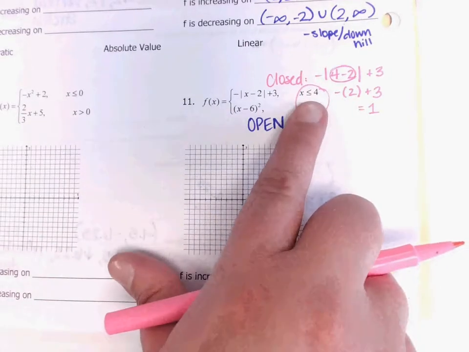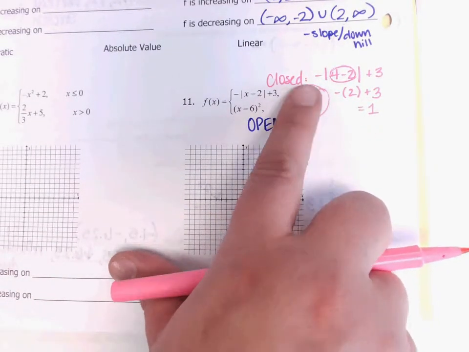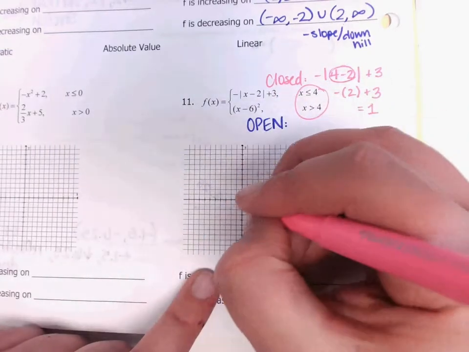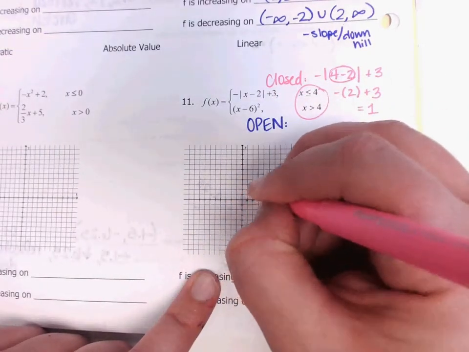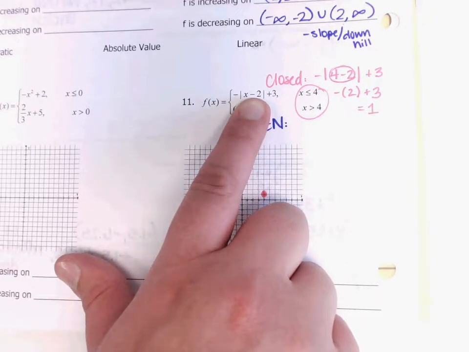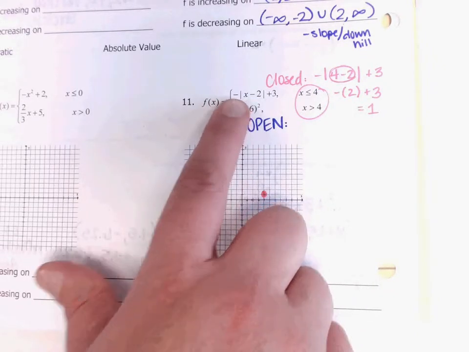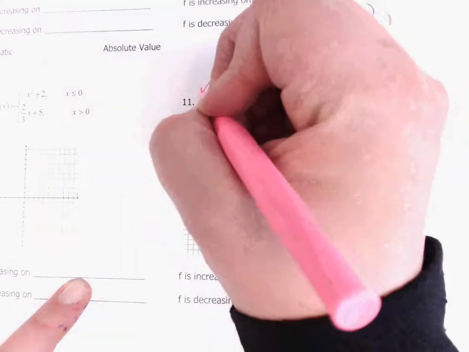So our x is 4. We're going to go to a height of 1. We're going to put a closed dot. So 1, 2, 3, 4, 1, closed dot. Then from there, I have to find my shape. So if I have bars around this thing, that means it's an absolute value, then what shape is it? A V, but which way does it open if there's a negative? It's going to be a V that opens down like that.